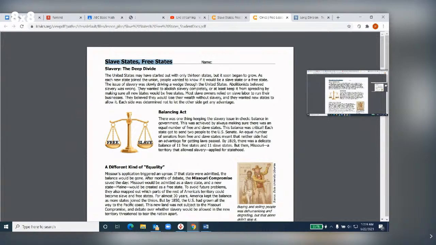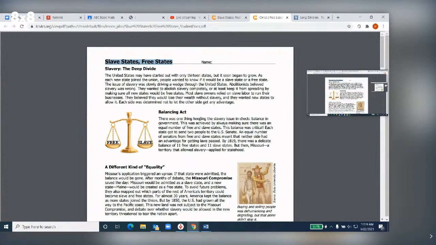Abolitionists believed slavery was wrong. They wanted to abolish slavery completely, or at least keep it from spreading by making sure all new states would be free states. Most slave owners relied on slave labor to run their businesses. They believed they would lose their wealth without slavery, and they wanted new states to allow it. Each side was determined not to let the other side get any advantage. So what this says is a balancing act.